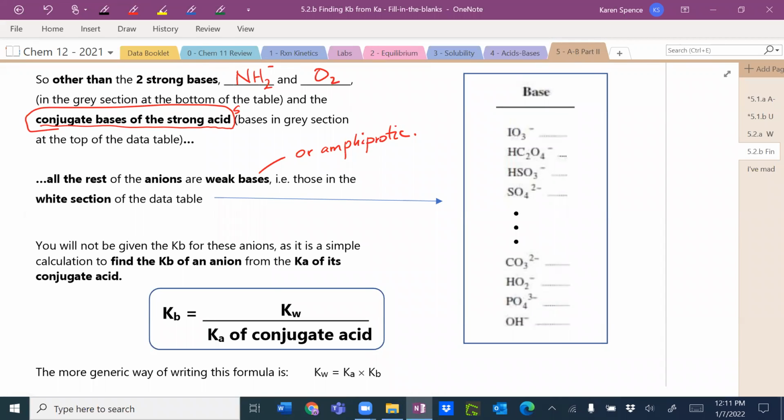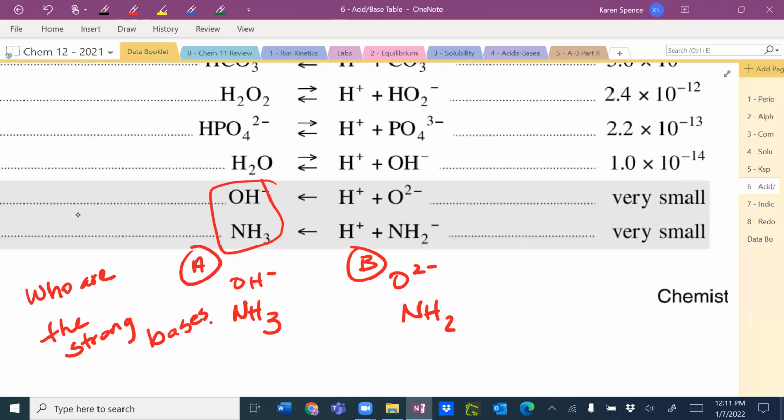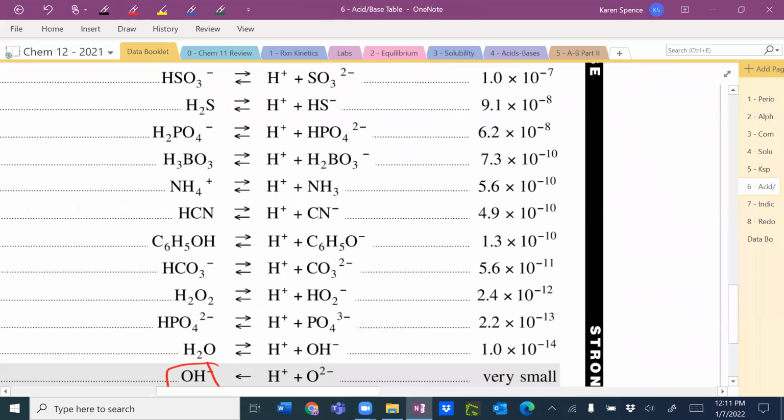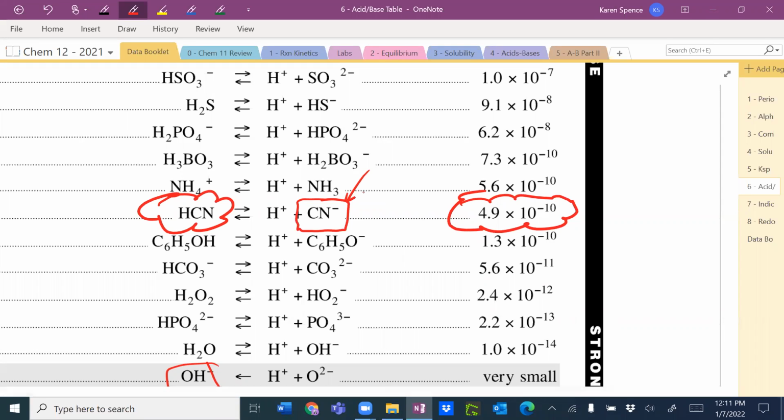Okay, you will not be given the Kb. Now, if you remember all of these things, they all have Kas. So if we look at our data table here, here is a weak base, CN-, and its conjugate acid has a Ka value, but there is no list of Kb values here. I'm not going to give you a Kb for CN- if you need to work with it. I'm going to expect you to be able to find it, because there is a simple relationship between Ka of an acid and Kb of the conjugate base.